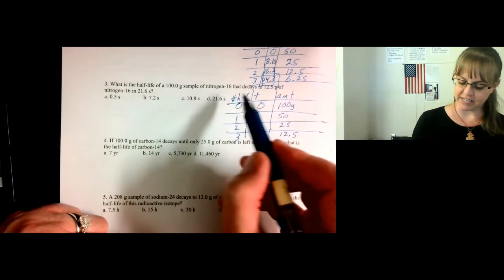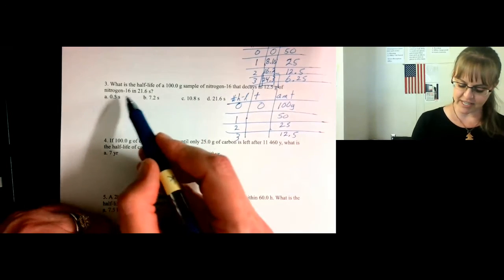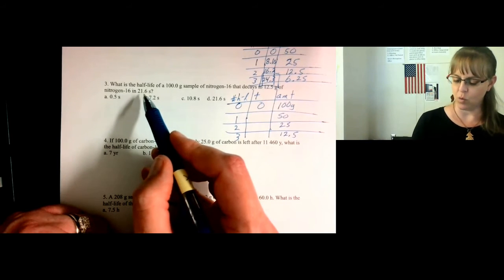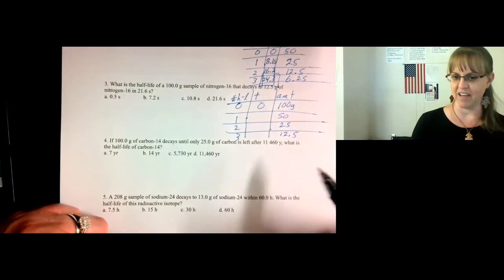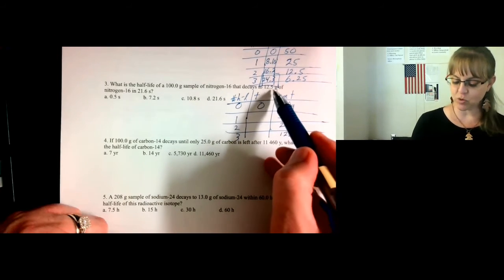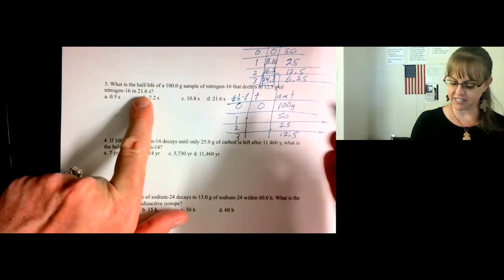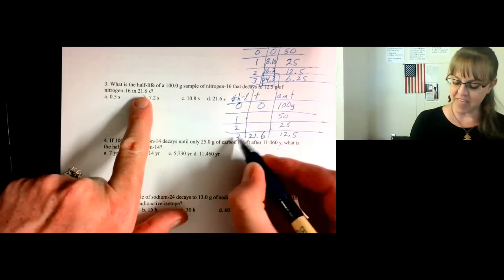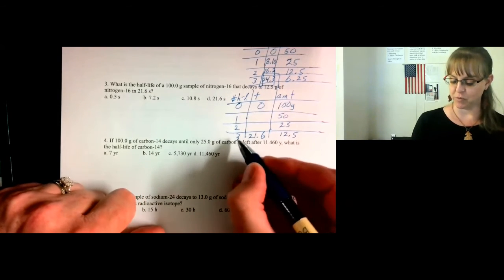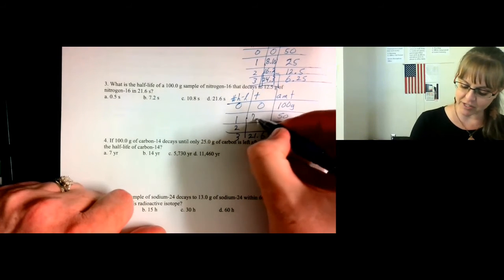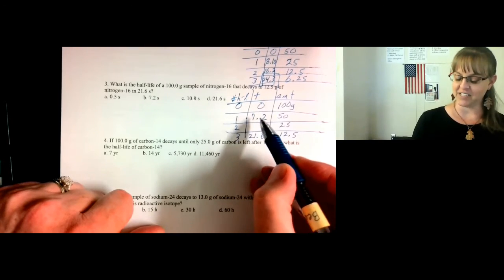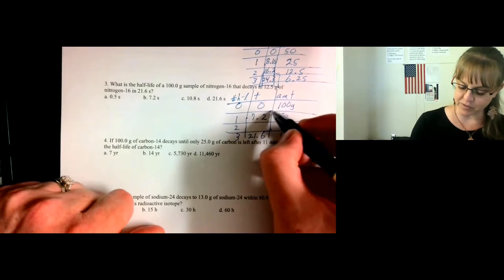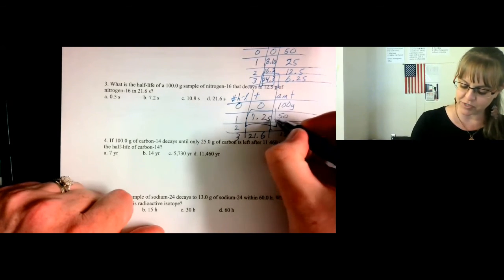And it decays down to 12.5 grams in 21.6 seconds. So is 21.6 1 half-life or all half-lives? Well, it gets down to 12.5 in 21.6. So 21.6 goes with 12.5. That is 3 half-lives. 21.6 divided by 3 gives you 7.2. That's 1 half-life. They wanted to know what is the half-life, what is 1 half-life, and that's 7.2 seconds.